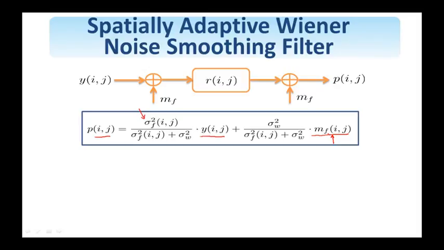So let's look at some special cases of this filter. So first of all, if there is no noise added to the data, then the output image is simply equal to the input image, which makes perfect sense. The input image is noise free, therefore there is absolutely no need to do any filtering to the image.